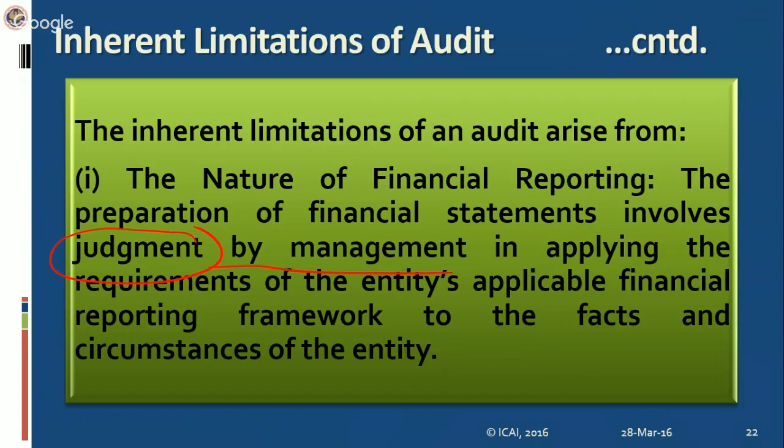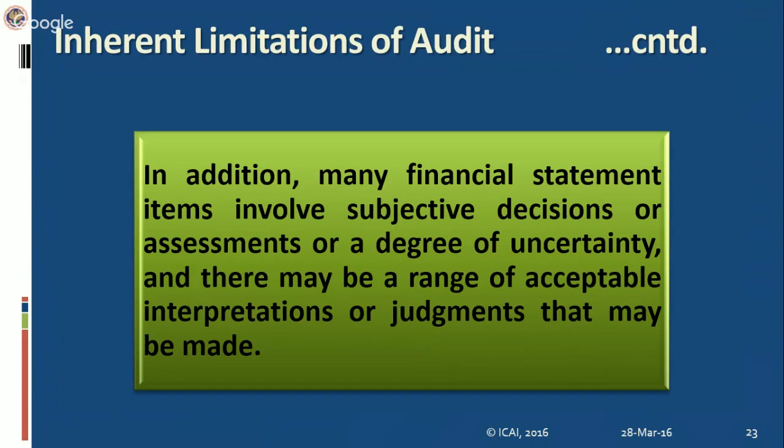So nature of financial reporting is such that the preparation of financial statements, as you all are aware, definitely involves judgment by the management. So many factors are there: inventory valuation, fixed asset valuation, where we have to decide, we have to judge. So judgment by the management in applying the requirements of the entity's applicable financial reporting framework to the facts and circumstances of the entity. So wherever judgment will come, that believe me, that would become the limitation. So many financial statement items involve subjective decisions.